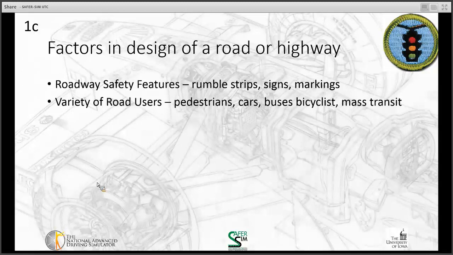Buses and mass transit also come into play in terms of how we design the roadway. That's another factor: what the road user profile is going to look like.